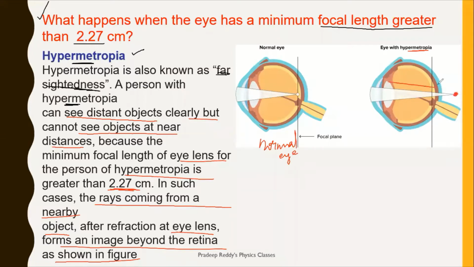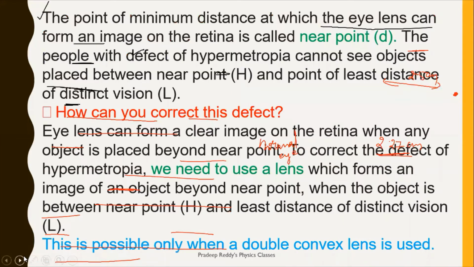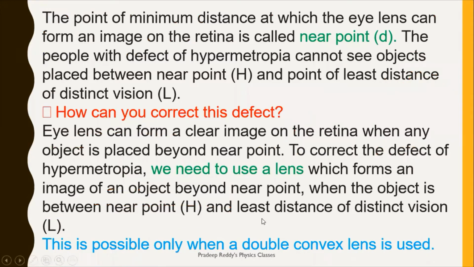Now the actual length from here to here is 2.5 centimeter. And beyond that you are getting the image at this position, right? It is because the minimum focal length is greater than 2.27 centimeter. Okay. Now you need to correct this particular hypermetropia. In order to correct hypermetropia, what you will be doing is this: you need to bring the image back to the retina.